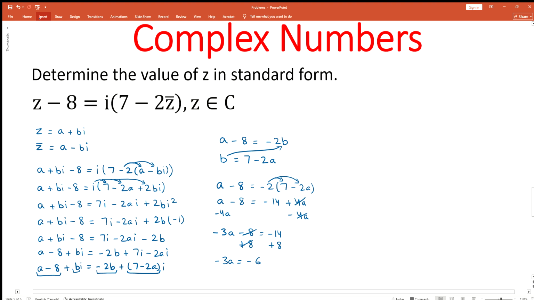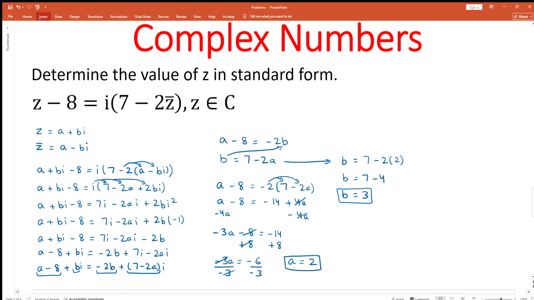We can isolate a on the left side by dividing both sides by negative 3. Negative 6 divided by negative 3 is equal to positive 2. This is the value of a. Next, we can use this value of a to find the value of b. We can use this equation. We can replace a with 2. I get b equals 3.